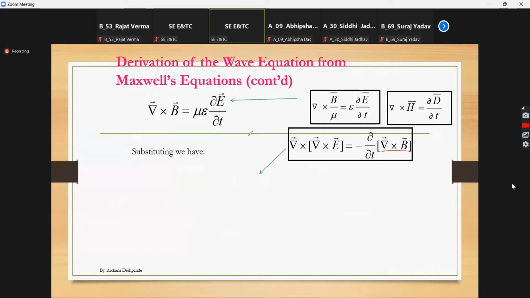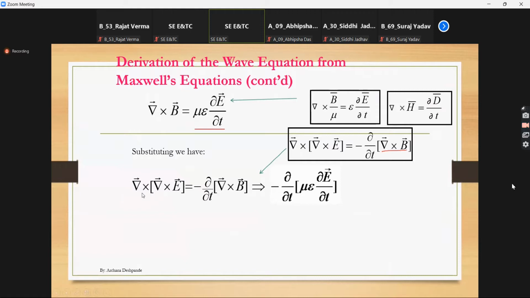Here, in place of curl of B, I am going to substitute this. Okay, so now I'm going to get my next equation, which is this. So curl of E is going to be dabba by dabba T, and in place of this, I am now going to substitute this, which is written here. Okay, so this is the new equation which I have found.